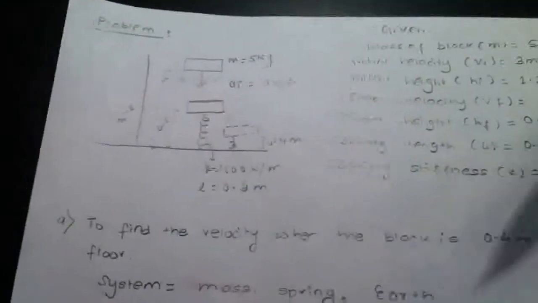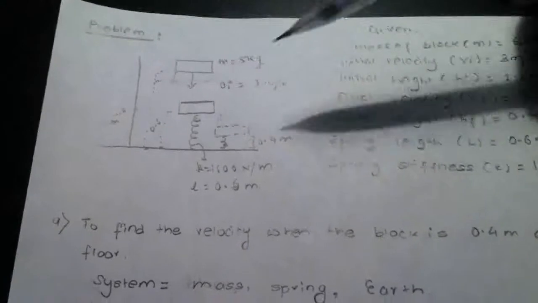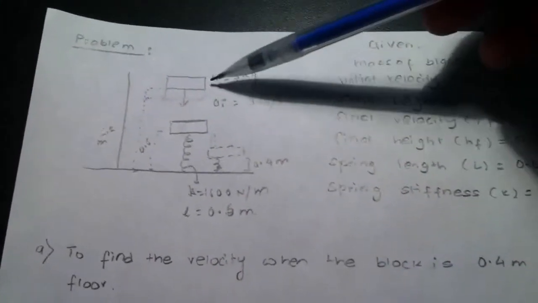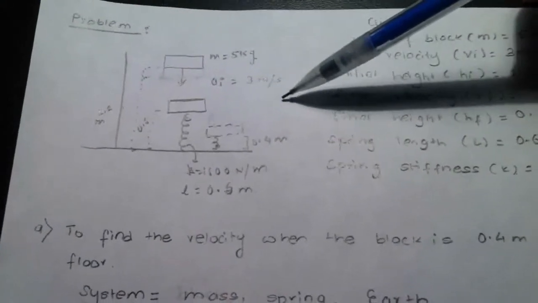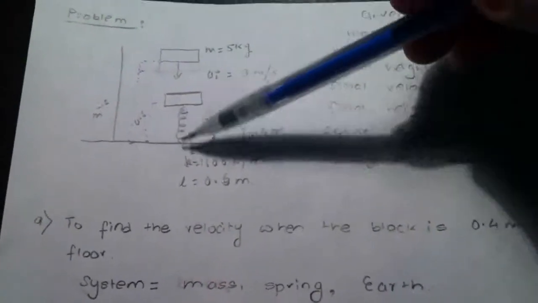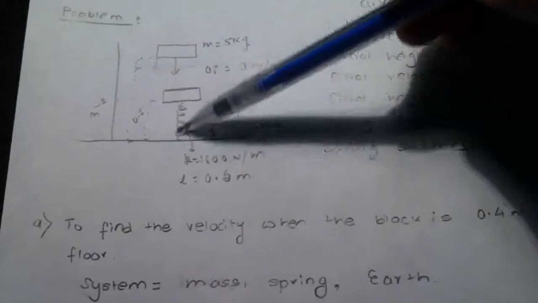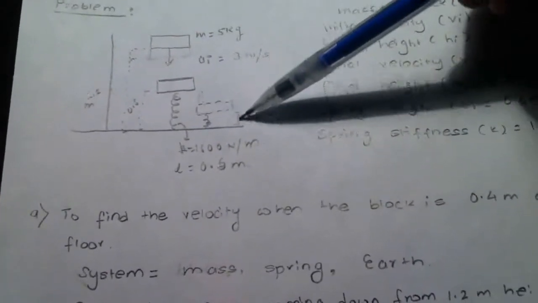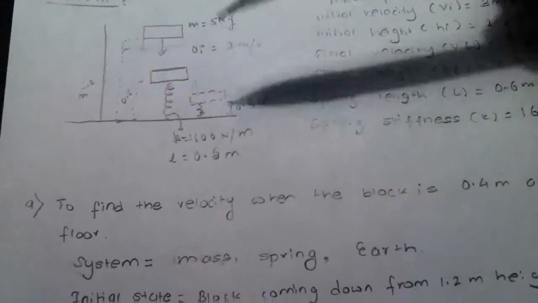Alright, so after explaining the way we can choose a system, let's do a problem. The problem states like this. We have a mass m block of 5 kg. It's coming down with an initial velocity of 3 meters per second, and then it's hitting a spring which is initially at its relaxed length of 0.6 meter, and it's pressing it until it goes down to 0.4 meter from the ground.